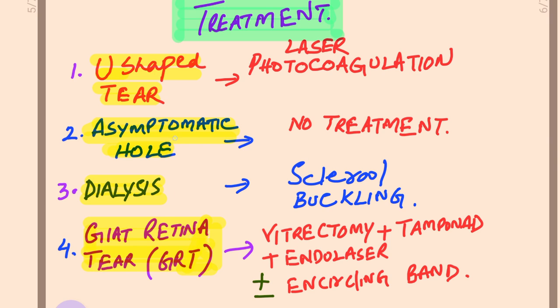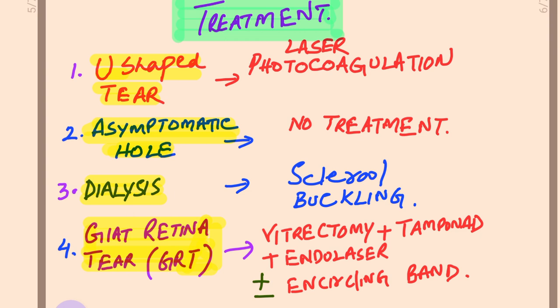The other type is asymptomatic hole. Asymptomatic holes do not need any treatment. They usually do not cause any symptoms or signs to the patient, and it is an incidental finding that is noted when the examination of the retina is done in a patient with other pathology, when he or she comes to you for the examination.